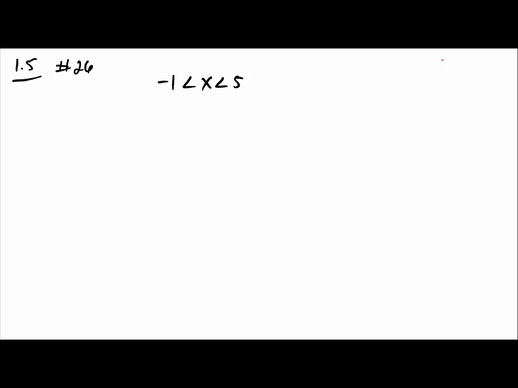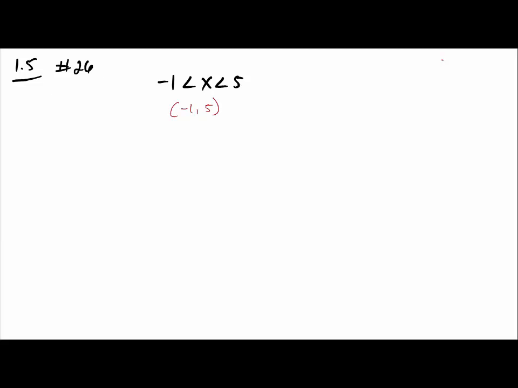Number 26, the instructions are asking us to, let me just pull up this textbook here. This says write each inequality using interval notation and then graph each inequality on a real number line. So number 26 is -1 is less than x, less than 5. So in interval notation, what we're going to have is parentheses, -1, comma 5, and then close parentheses.